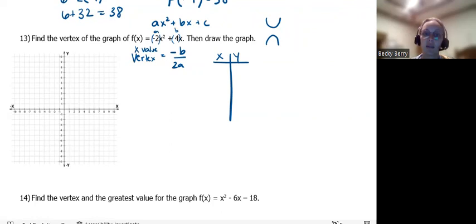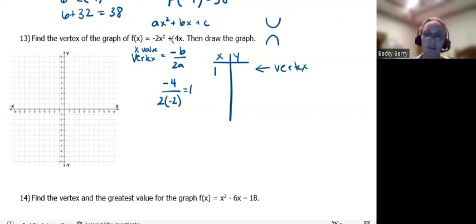Negative b is going to be negative 4, and then 2 times negative 2. So I have negative 4 over negative 4, which is just 1. So the value of my vertex is 1 for x. How do I find out what y is? Well, I have to plug it into my equation.